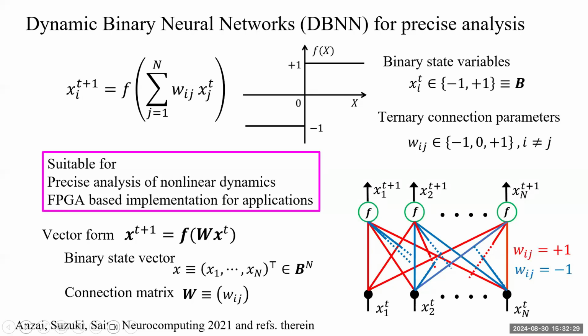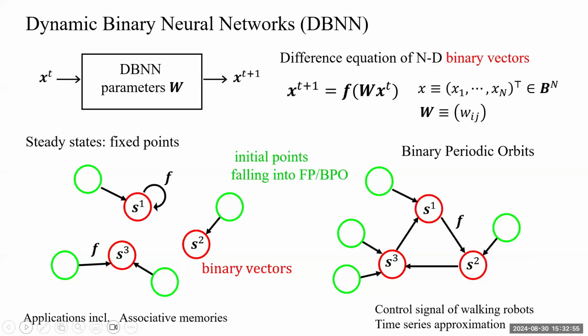The DBNN is suitable for precise analysis of nonlinear dynamics and FPGA-based implementation for engineering applications. FPGA, roughly speaking, is a reconfigurable digital circuit. Okay? The DBNN is characterized by the connection parameter W, and described by a difference equation of n-dimensional binary vectors and the connection parameters W.